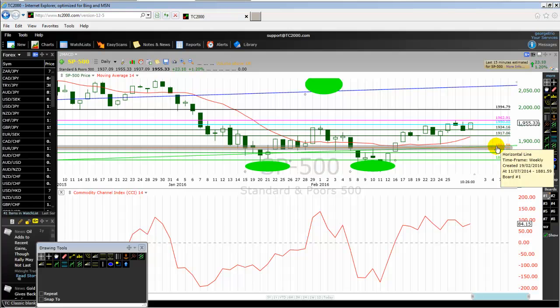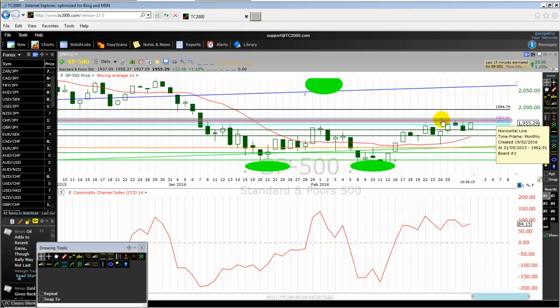1881. All right, that's the orange line here. That's the current short-term equilibrium price level, because the short-term equilibrium price level is dynamic and can change after two weeks or so. But this is the first long-term equilibrium price level for the S&P 500, at 1962.